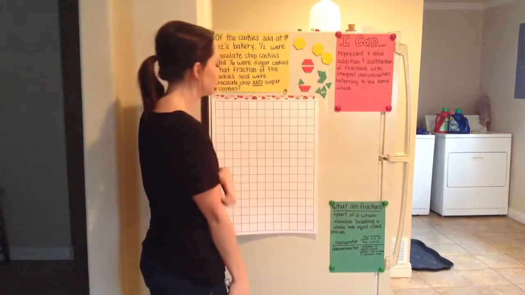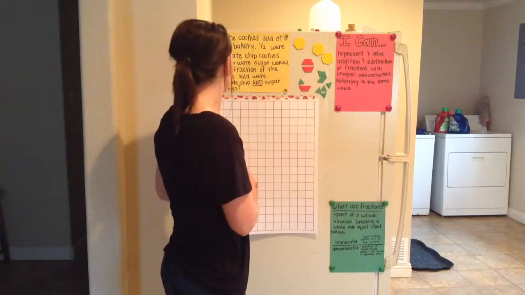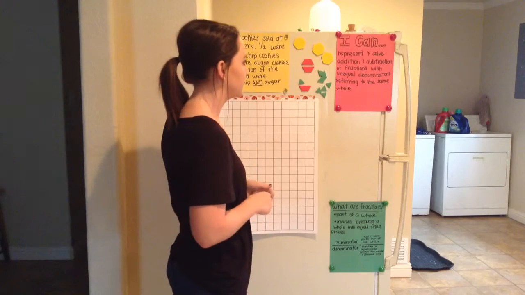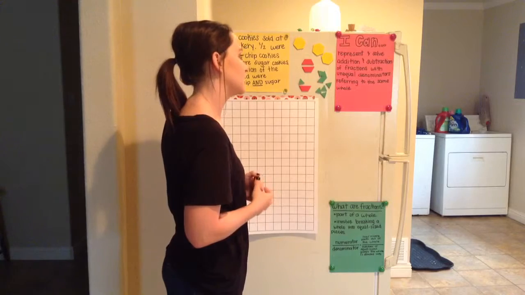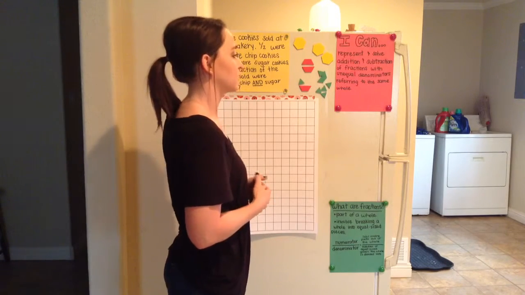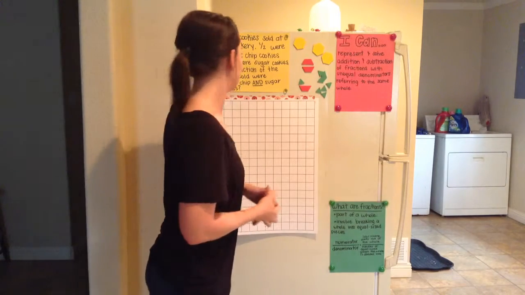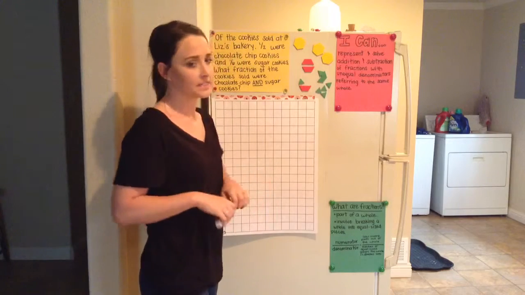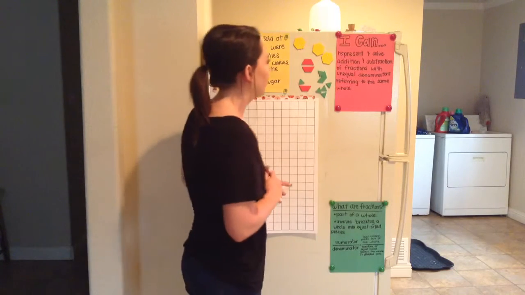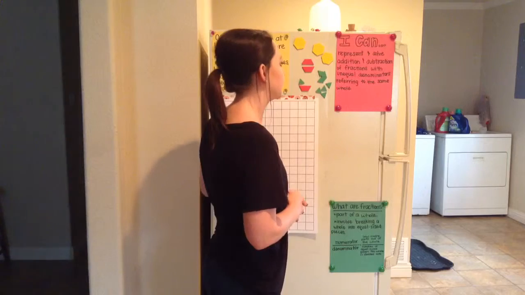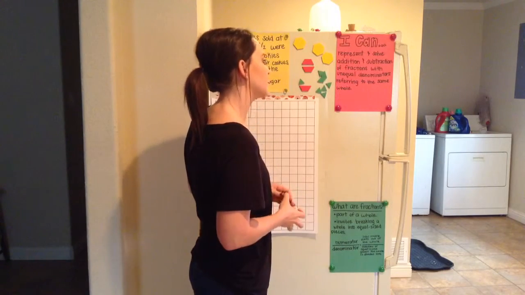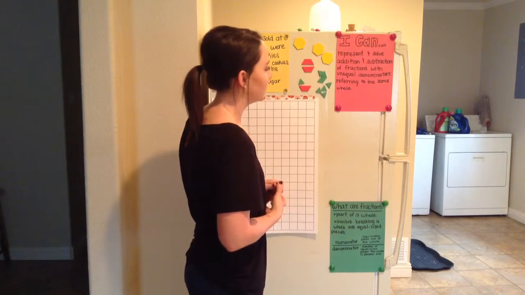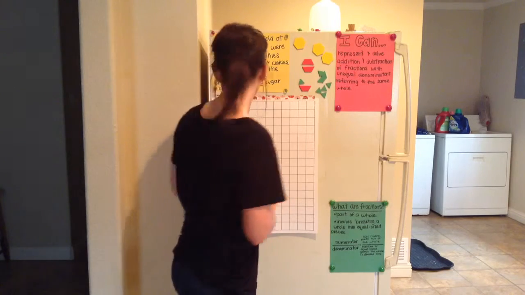Alright, so today we're going to do a word problem for grade level 5, and it's going to be adding of fractions with unequal denominators referring to the same whole. Alright, so let's start with our I can statement for the day. I can represent and solve addition and subtraction of fractions with unequal denominators referring to the same whole.